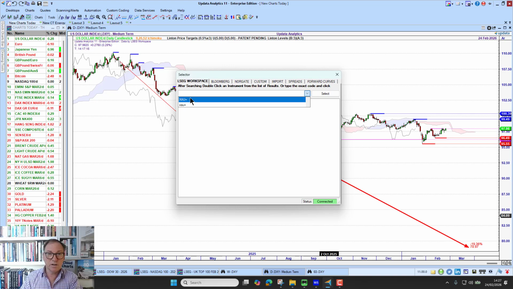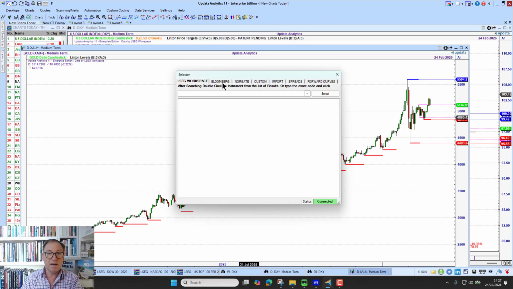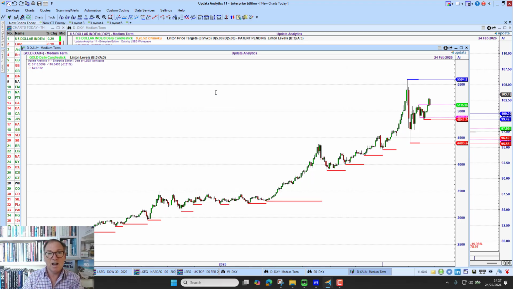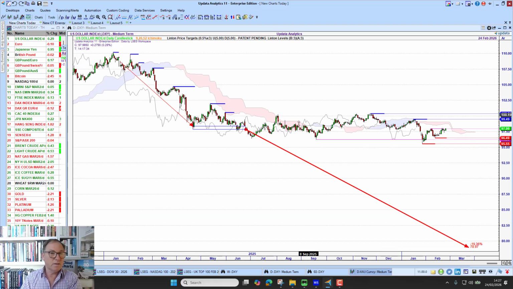If I type gold here, that is coming from LSEG Workspace. If I type it again, but this time go in Bloomberg, it should remember the codes. You can see it does, and now that chart is coming from Bloomberg. So it's really agnostic as to where the data comes from. Provided you're subscribed to those services, you can run Updata on top as you would run on top of Excel. It's really very, very straightforward.